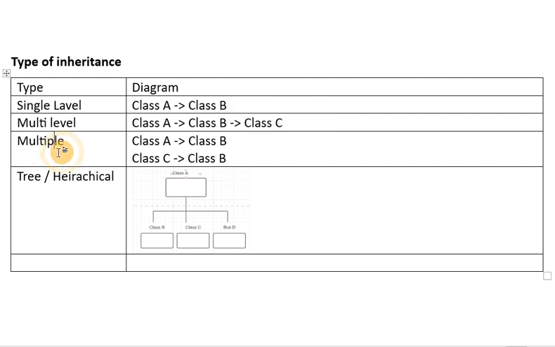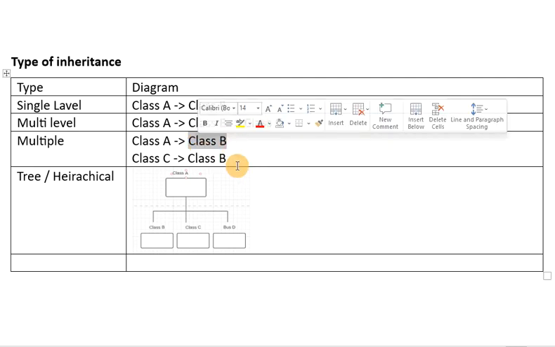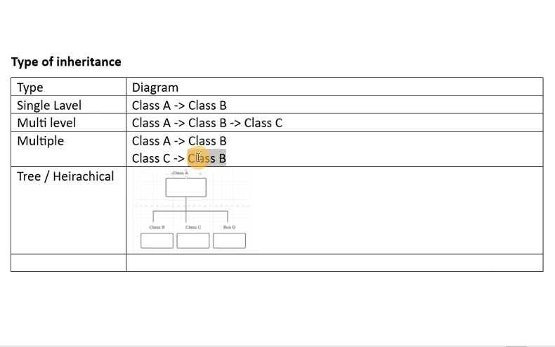And there is another most important type of inheritance, the multiple inheritance. In multiple inheritance, we have a single class, class B, which is able to inherit more than one class. So in this example, you can see class B is inheriting class A as well as class C. So a single class B is inheriting more than one class. That is why it is called multiple inheritance.